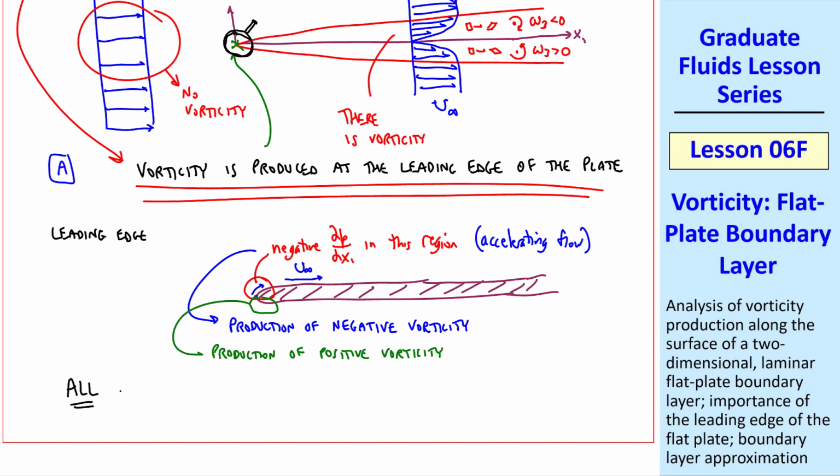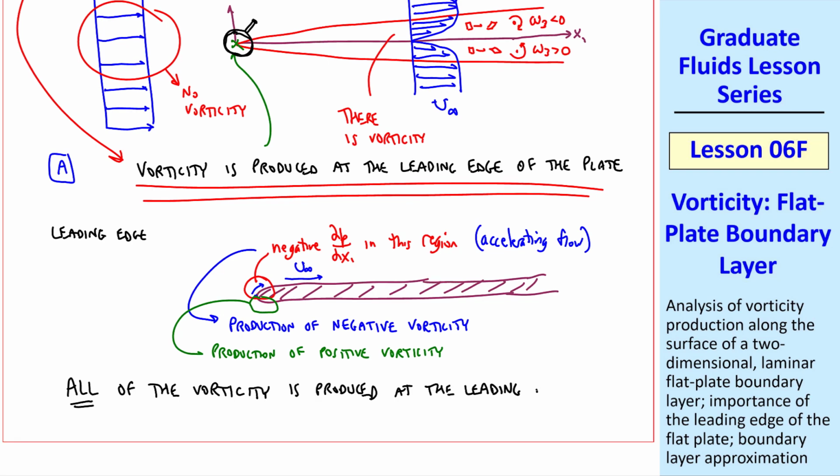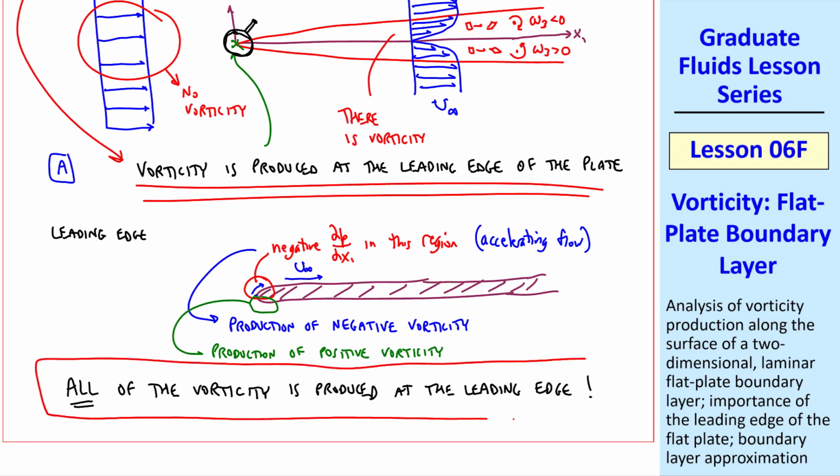So we see that all of the vorticity, both negative and positive vorticity that exists in the boundary layer, is produced at the leading edge. There's zero production everywhere else except at the leading edge. By the way, you can make a similar argument for a pointed leading edge, where there will still be regions of flow acceleration at the top and the bottom, just as we had here, where vorticity is produced.